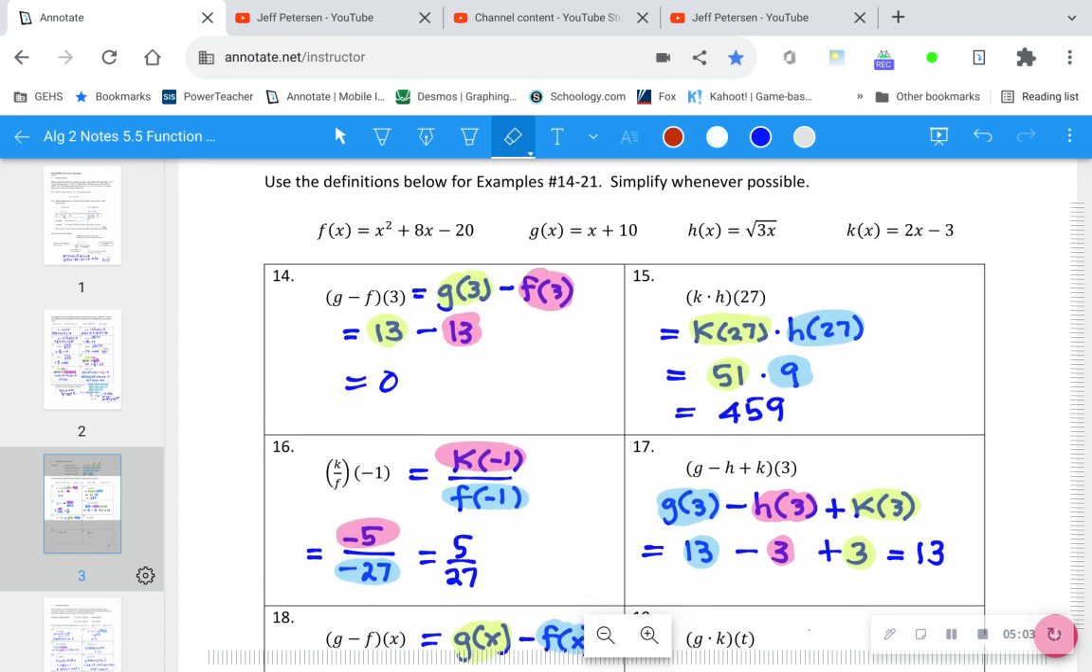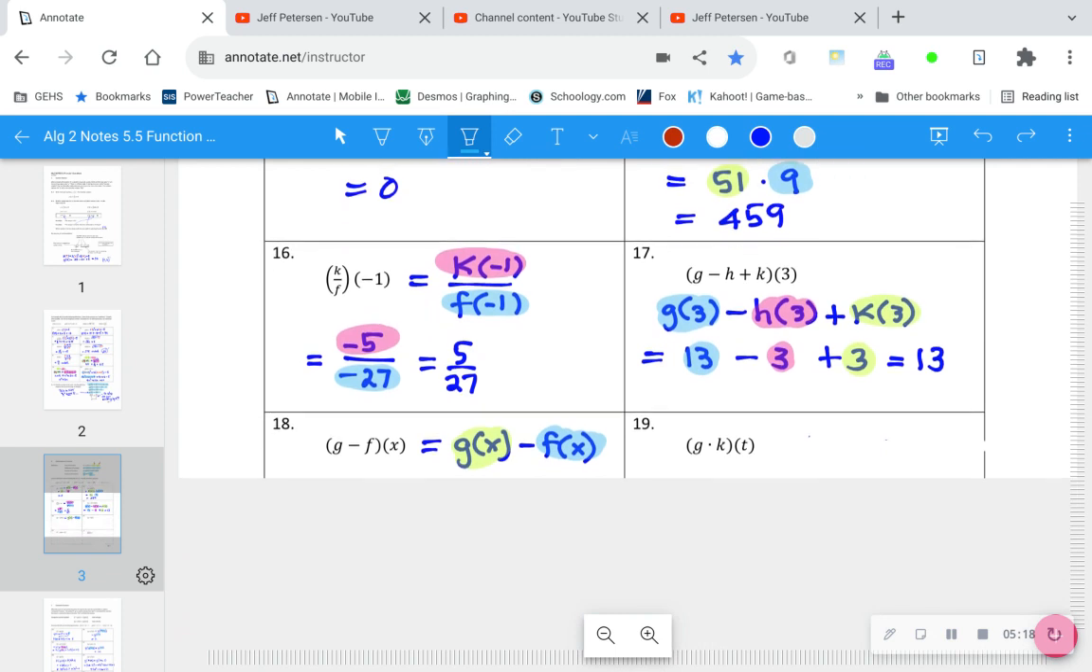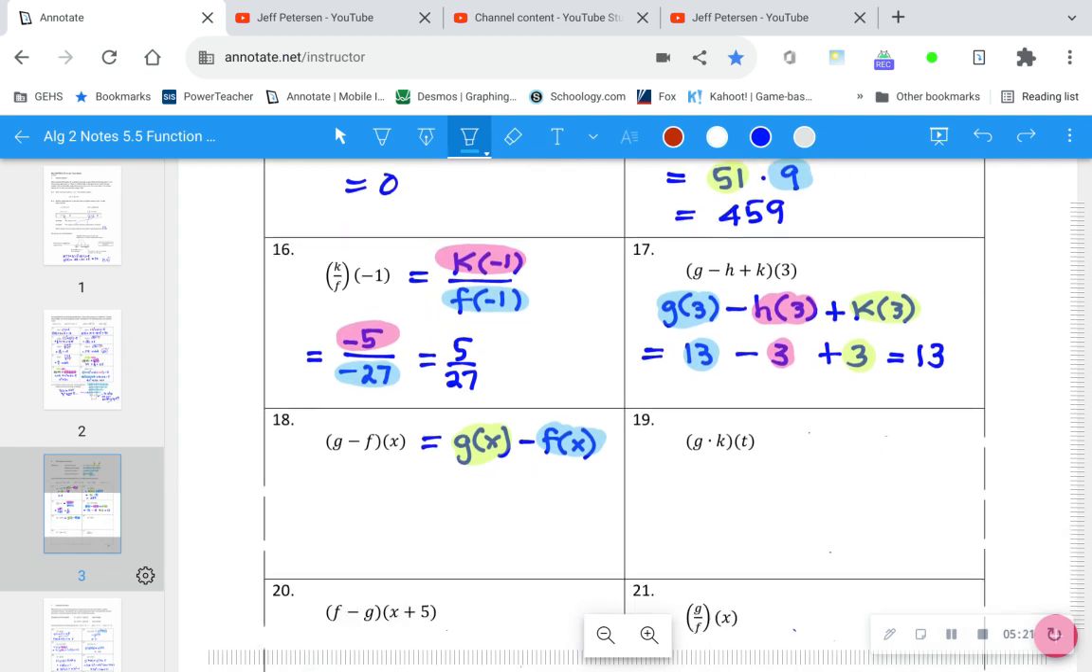G of x is simply this part. That's g of x. It says it, g of x equals x plus 10. And f of x is that right there. So you don't really make any changes. You can think of substituting an x in place of the x, but that doesn't make any changes anyways.